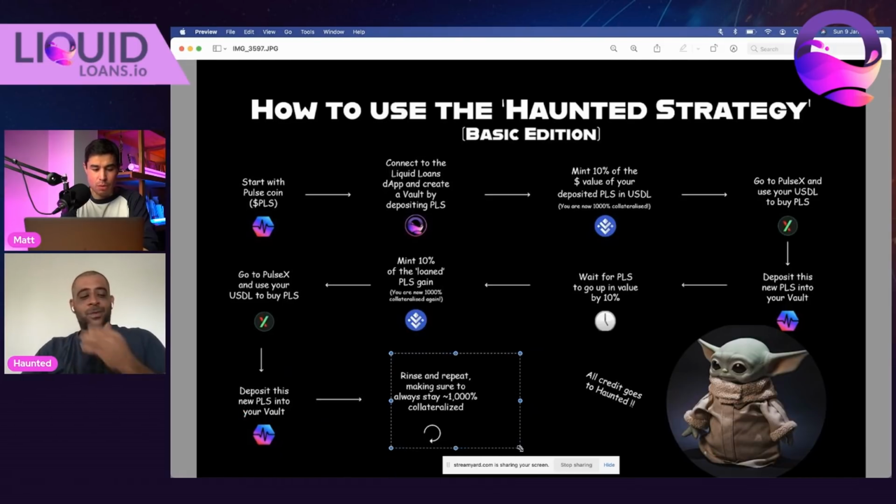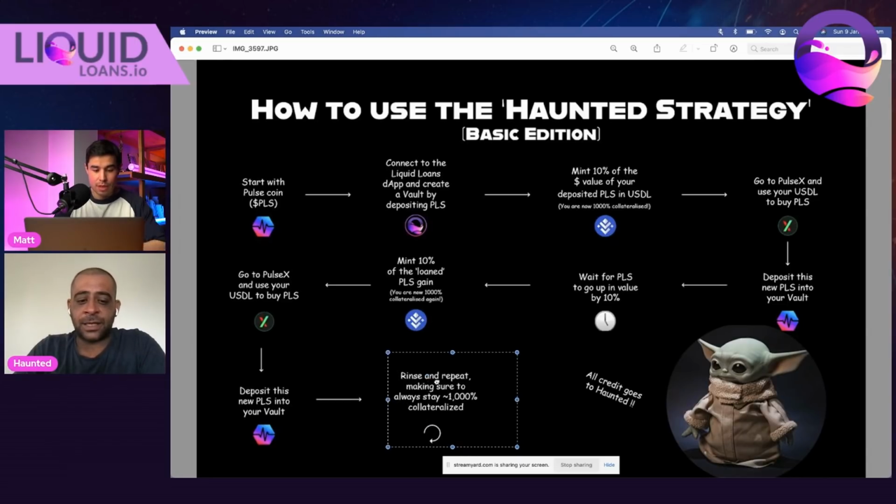So you mint the stable coin, take it to PulseX, right? Buy some more Pulse, and then put it back into your vault. Got it. Correct. The numbers make it a bit overwhelming, but it's a very simple strategy. It's just mint stable coin, buy Pulse, put it in your vault, and always look at that 1,000% collateral.